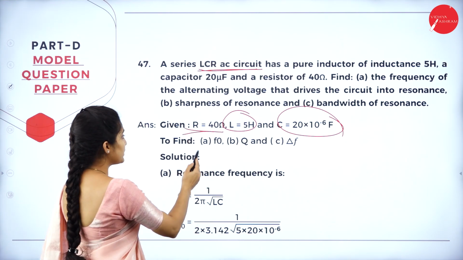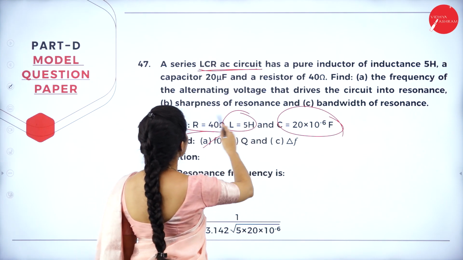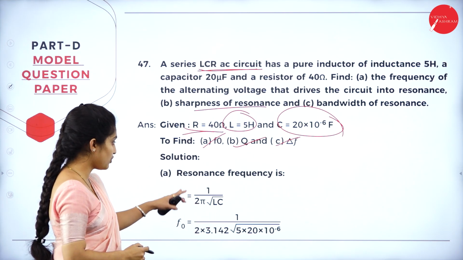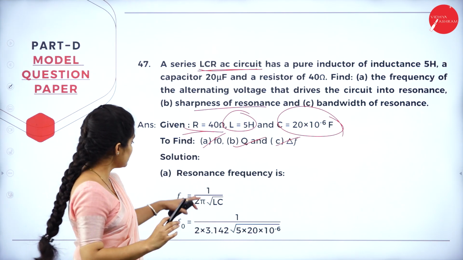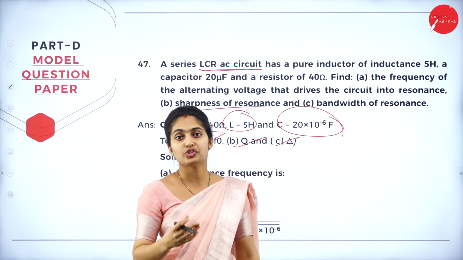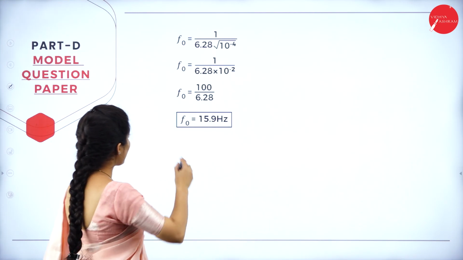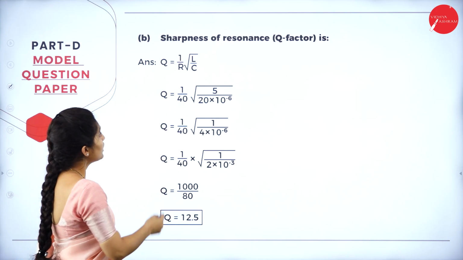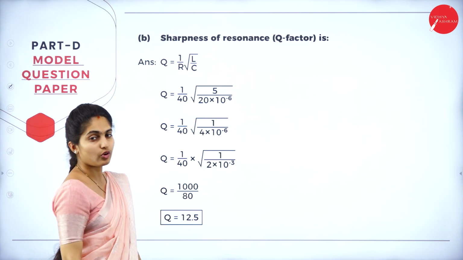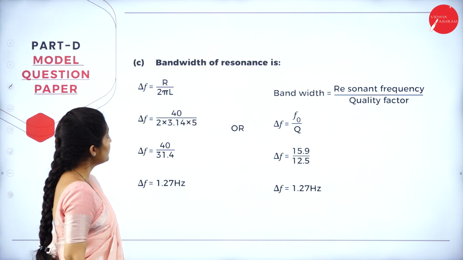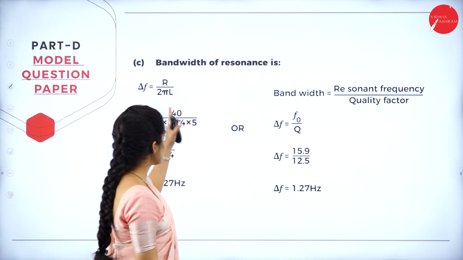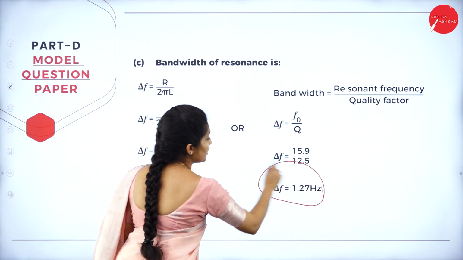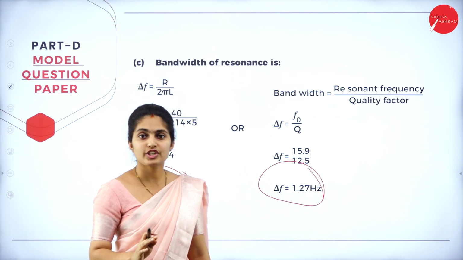We have to find the frequency of the alternating current, then the sharpness of the resonance and the bandwidth of the resonance. All these have to be found out, for which we have a certain set of equations. You also have to concentrate on the impedance. So you have f0 and the sharpness of the resonance, for which you calculate the Q factor. Q is equal to 1 by R root of L by C, and you get Q. Then the bandwidth of the resonance: you can use either of the two formulas, and bandwidth is given in hertz. Okay, so that's all about question number 47.